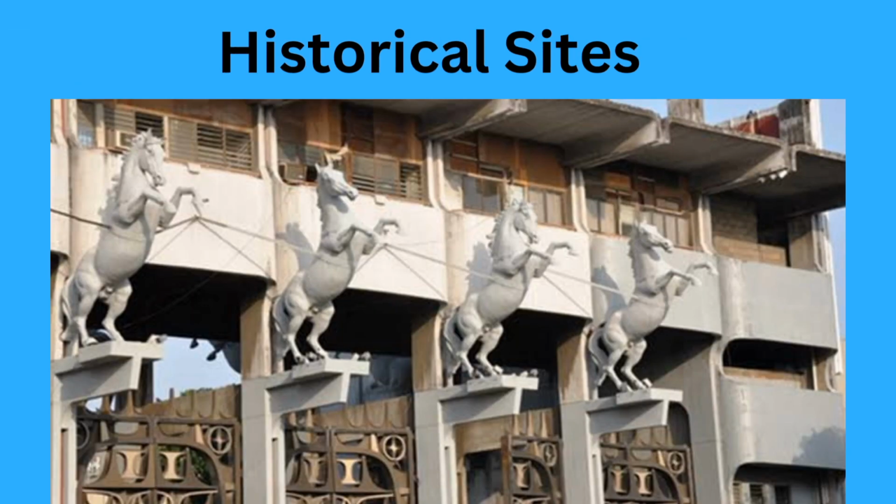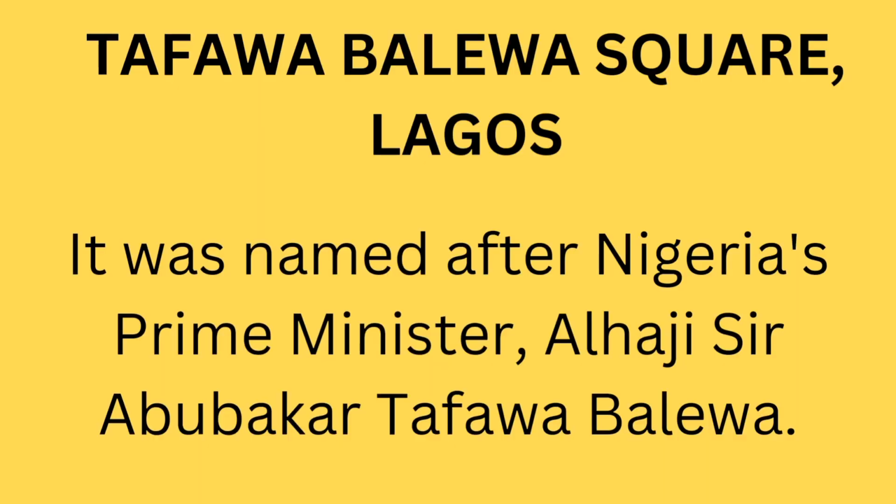Now, let us take a look at some historical sites. Do you still remember what historical sites are? They are locations where materials of historical, cultural, political, social, and military importance are kept. The first site is Tafawa Balewa Square, Lagos. It was named after Nigeria's Prime Minister Alhaji Sir Abubakar Tafawa Balewa.